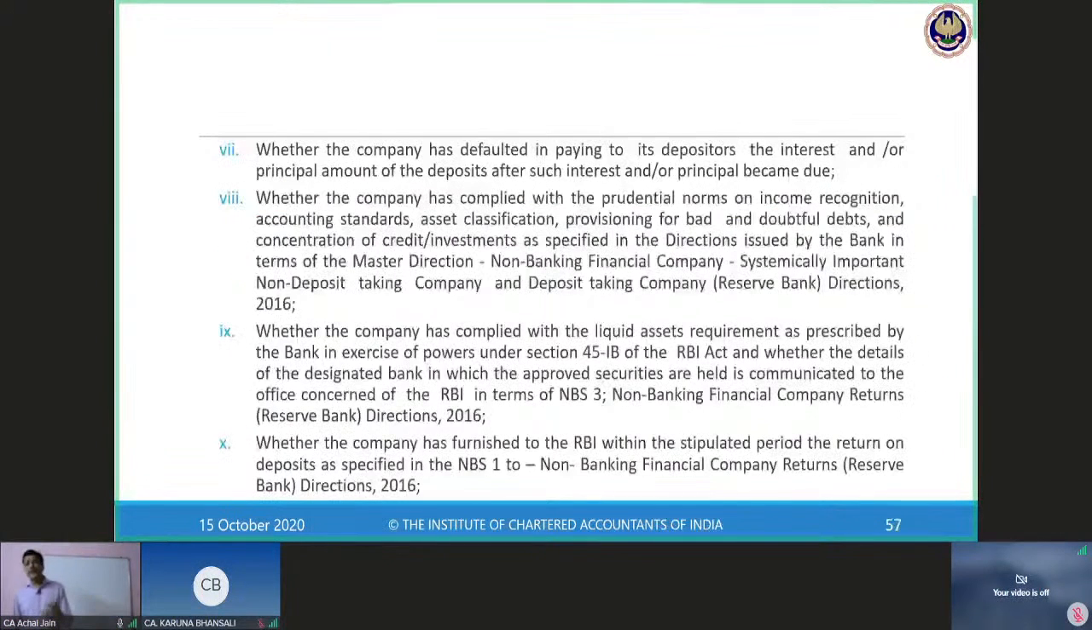Next, whether the company has defaulted in paying to its depositors, either the interest or the principal. Whether the company has complied with the prudential norms. This is again required to be reported by the auditor. Compliance with prudential norms. Company has defaulted or not to its depositors. Prudential norms will cover income recognition, accounting standards, asset classification, provision for bad doubtful debts, various other points.